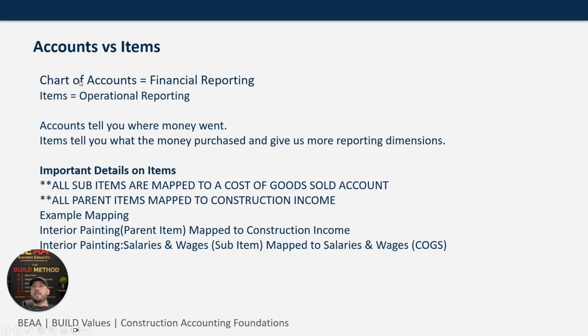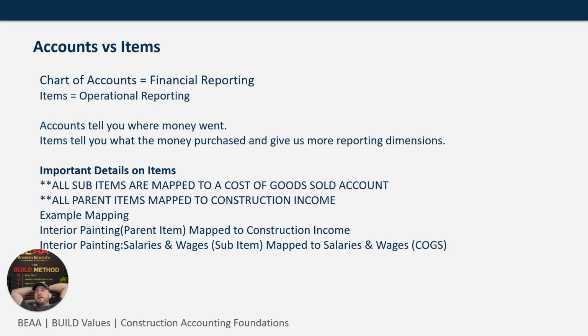All right, accounts versus items. Chart of accounts equals financial reporting. Items equals operational reporting. Accounts tell you where money went. Items tell you what the money purchased and give us more reporting dimensions. Before I jump into that, important details on items.